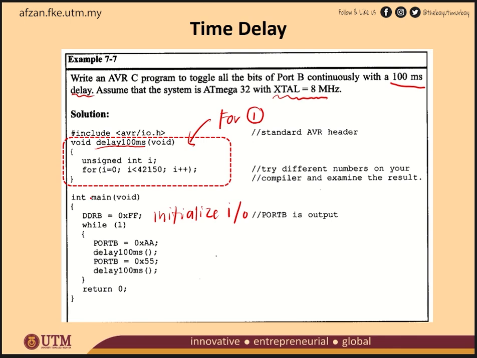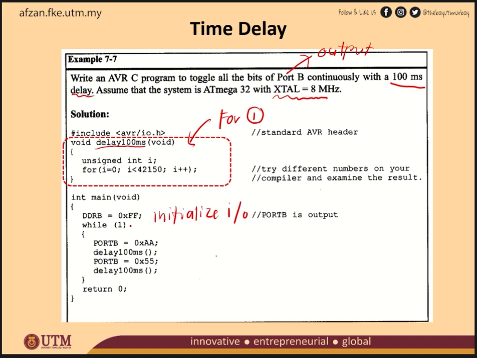Now we go to the main program. As usual, in the main program you need to start with int main, open curly bracket, close curly bracket, and then you initialize your IO. Depending on whether you're going to initialize your port as an input or output port. In this case, since you want to toggle the bits of port B, port B becomes an output port. So that's why DDRB equal to 0xFF. We only use one port here, which is port B.